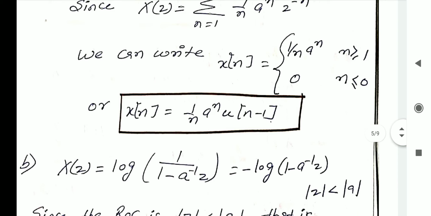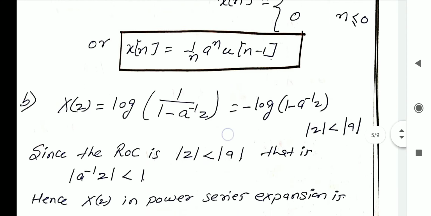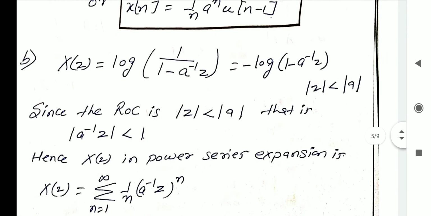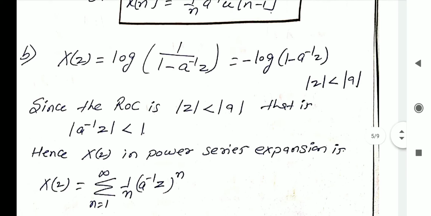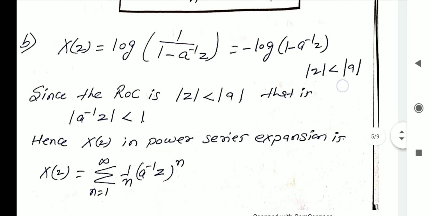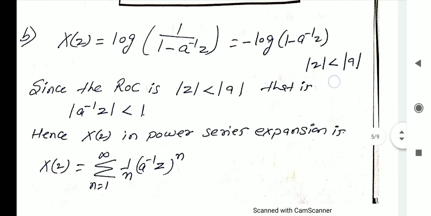So x of n is 1 by n a to the power n u of n minus 1, because of this particular condition. Now the second one is the b part, log of 1 by 1 minus a to the power minus 1 z. This can be written as minus log 1 minus a to the power minus 1 z, wherein my ROC is mod of z less than mod of a.